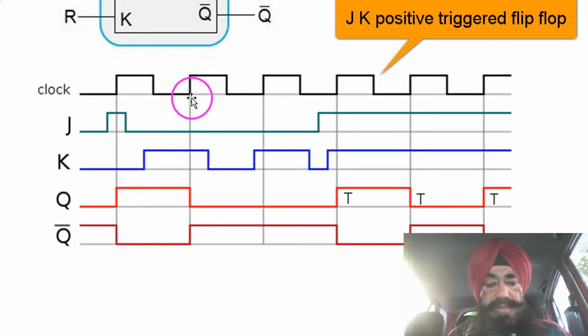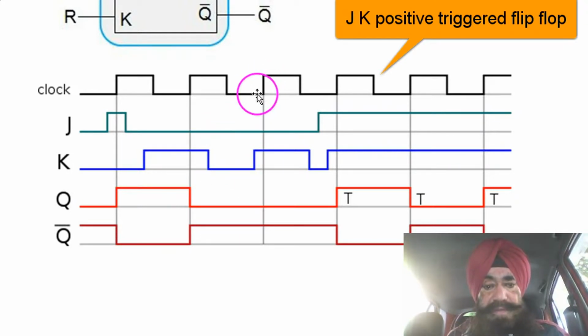Now you don't bother about in between. Now come to this edge, again the leading edge. Here, look, J is low, K is high. If K is high, Q goes to low state because of this leading edge, rising edge, and at the same time Q complement goes to high. Okay, now don't bother about in between.